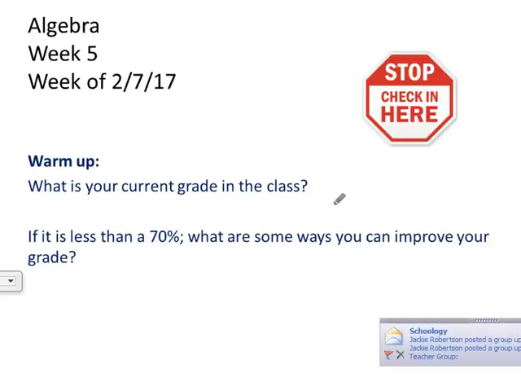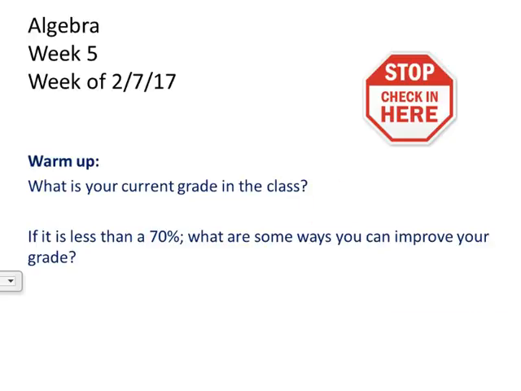If it's less than 70%, I want you to start thinking about some ways that you can improve your grade. Increasing the amount of time you're spending working in the class, getting caught up with any outstanding assignments. So looking through your grades tab to see if you have any missing assignments, and getting those missing assignments submitted as soon as possible will help. So just want you thinking about where you are and where you want to be with your grade.